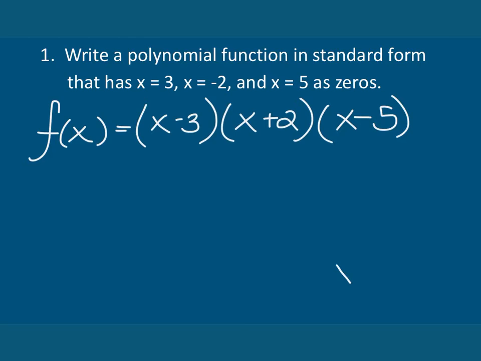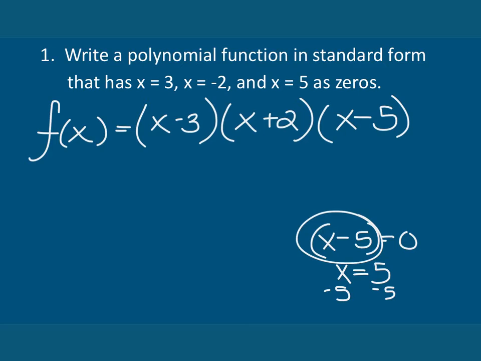And if you need a reminder of why that is, think about working backwards. If you were to subtract 5 from each side, you would have x minus 5 equals 0 when doing the zero product property. So this, of course, is your 0. Right? So this function, well, it is a function, but we've got to change it to standard form.